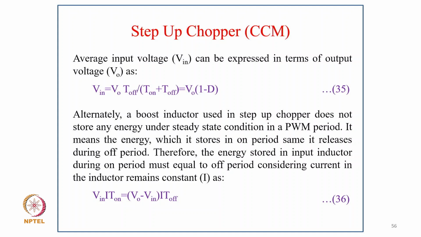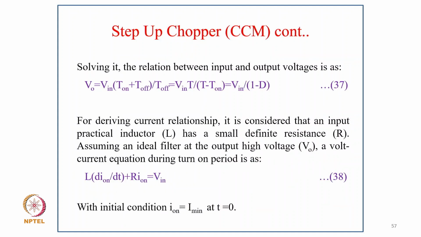Alternately, a boost inductor used in step-up chopper does not store any energy under the steady state condition over a period. It means the energy which is stored in the on period is released during the off period. So therefore the energy stored in the input inductor during the on period must be equal to that in the off period, considering the current in the inductor remains constant. So V_in I T_on equal to (V0 minus V_in) into I T_off. And solving it, the relation between input and output voltage is V0 equal to V_in (T_on plus T_off) divided by T_off, or equal to V_in T upon (T minus T_on), or equal to V_in divided by (1 minus D). So for deriving the current relationship, it is considered that an input practical inductor has a small definite resistance.